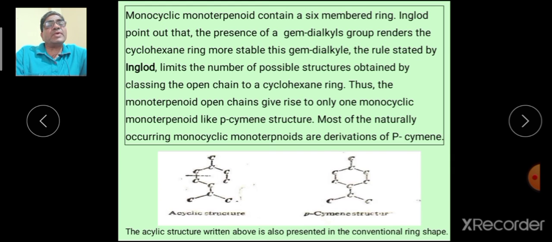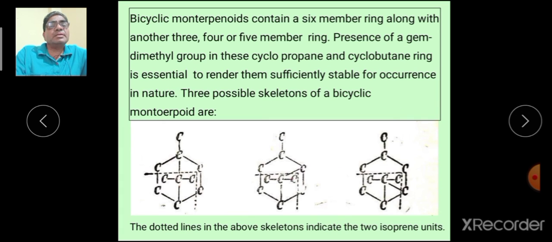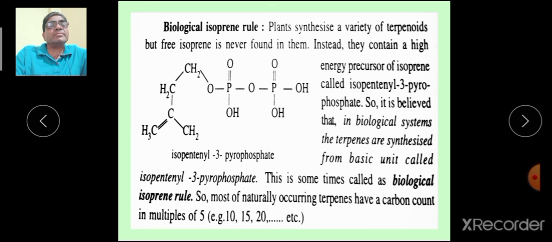Finally, how are these compounds linked? This is the head of one linked to the tail. Here also, in a bicyclic compound, head to tail fashion.